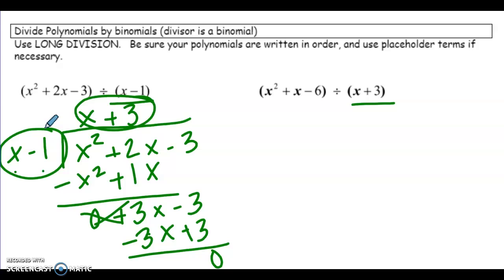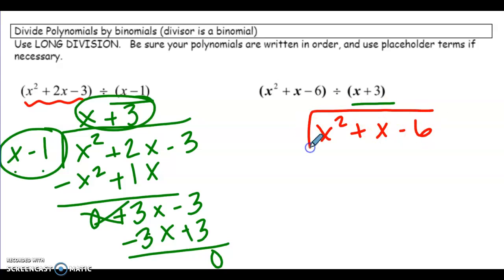Now, if I FOILed those out, we go all the way back to FOILing things out, and you can get back to the original polynomial. Amazing! Okay, so I've got x squared plus x minus 6 on the inside. I've got x plus 3 on the outside.